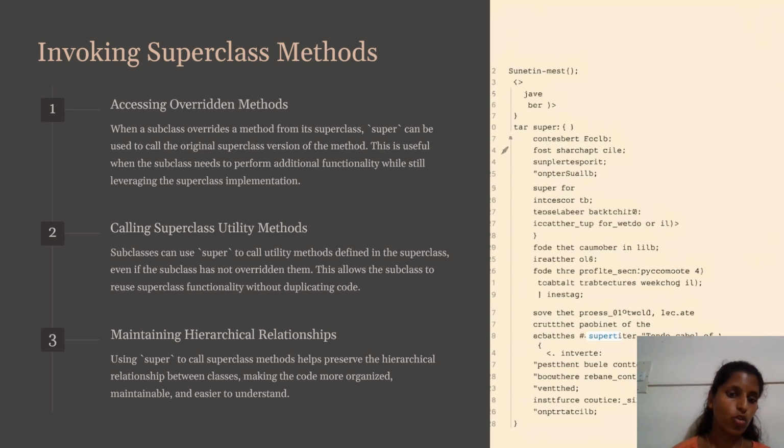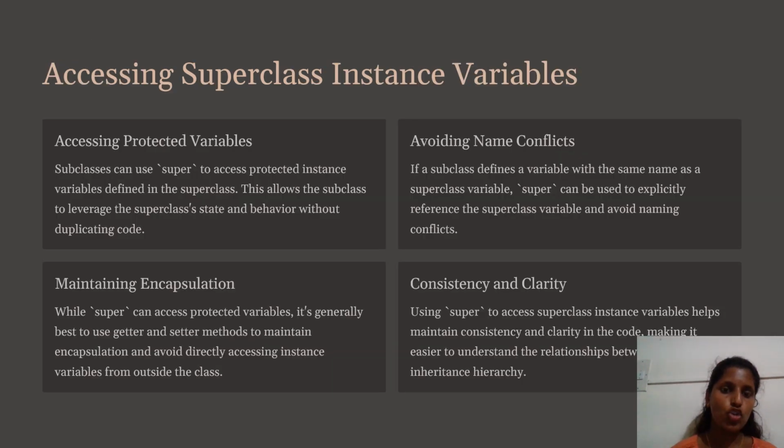Using super to call superclass methods helps preserve the hierarchical relationship between classes, making the code more organized, maintainable, and easy to understand. Accessing superclass instance variable. Accessing protected variables. Subclasses can use super to access protected instance variables defined in the superclass.